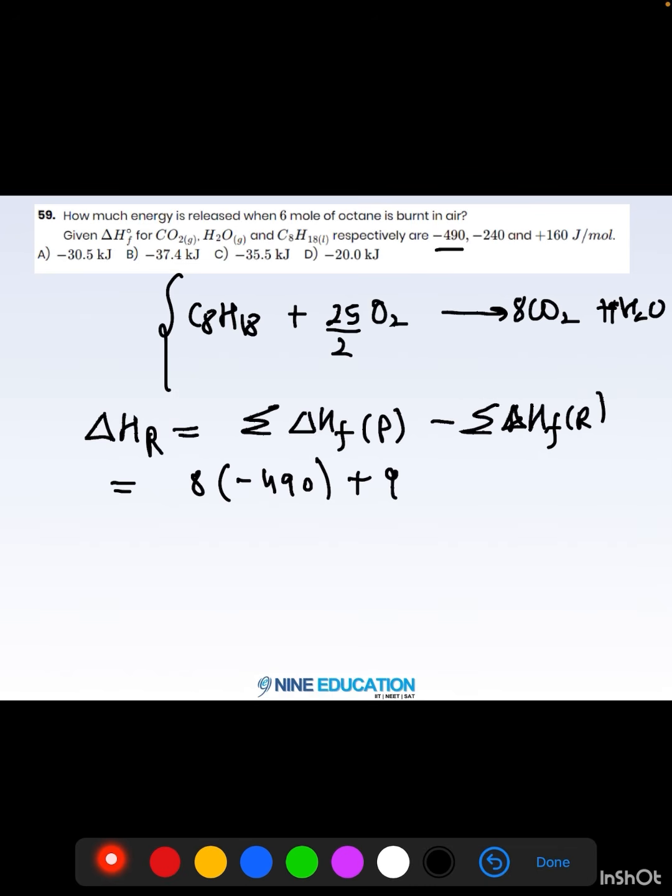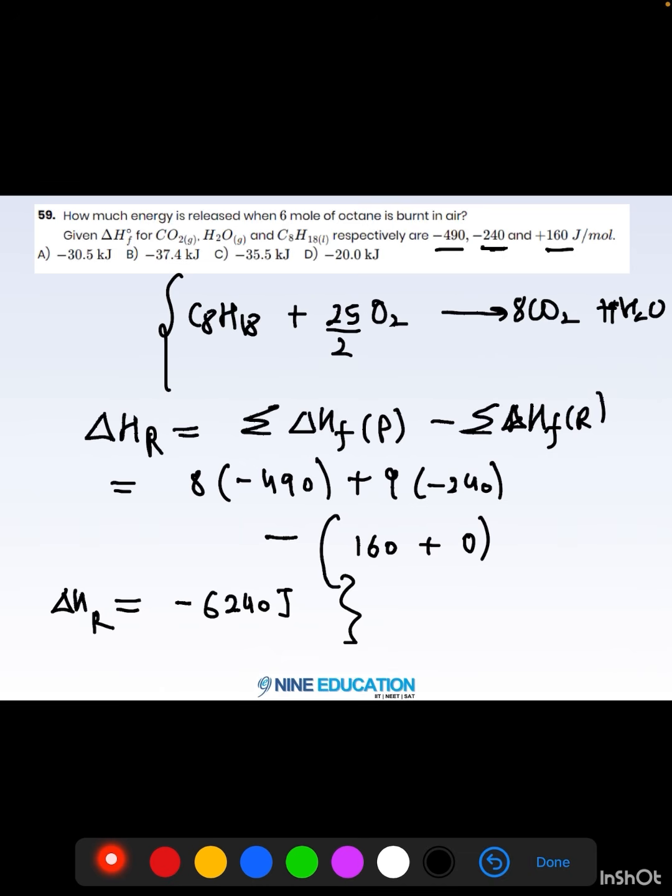9 of water, the value is given -240. So -240. This we have written for the product. Minus of reactant we are having C8H18. For C8H18 the value is given 160. So we'll be having 160, and for O2 we'll be having 0. Fine. When we will be solving this, you will see you will be getting the value around -6240 joule, right?